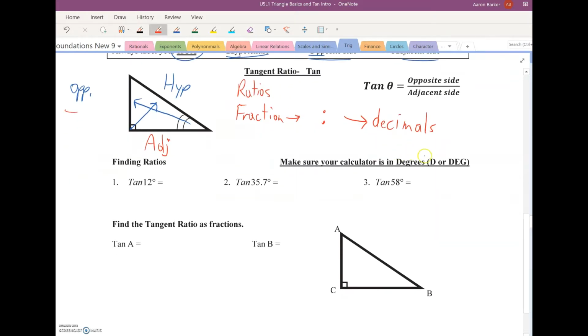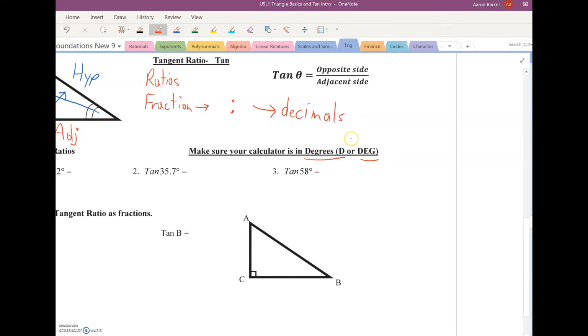But your calculator can't tell you unless it is in degrees, or DEG. You must see that on your screen. What you don't want to see is an R or a rad, which means you're measuring angles in something else, or a GR or a G, or a grad. That's measuring something else. It's not graduation, it's just a different way of measuring degrees in a circle. You must make sure your calculator is in DEG or D, or you're not going to be able to get any answers right in this entire unit.